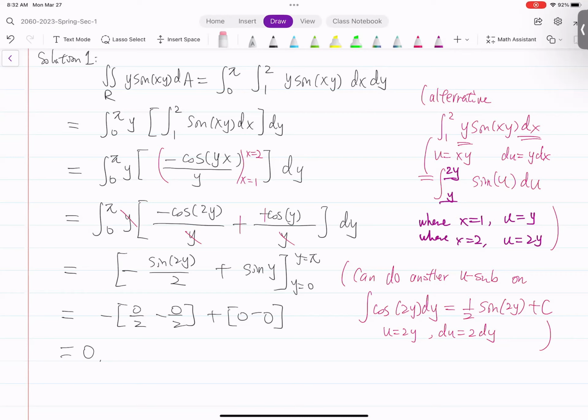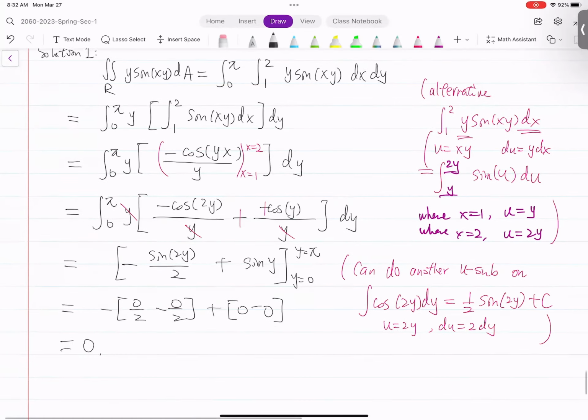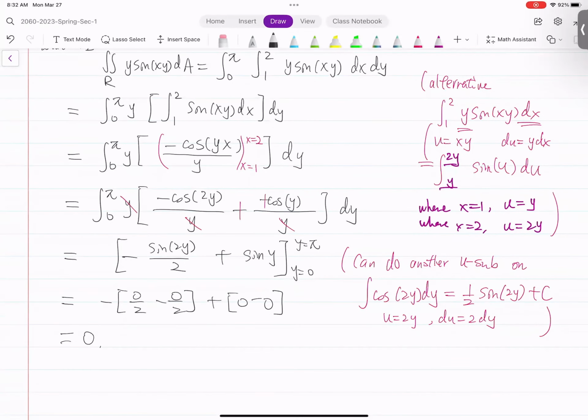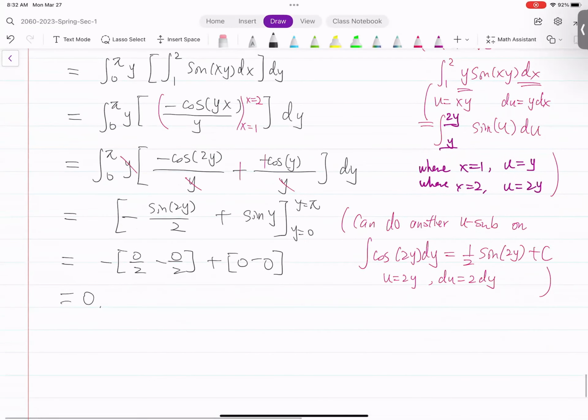So once again, very important, u substitution. Okay, so now we see u substitution once again. Very important in this chapter, and it's definitely required. Any questions? All right, now let's look at solution 2. The other order is a little bit more complicated. Solution 2.